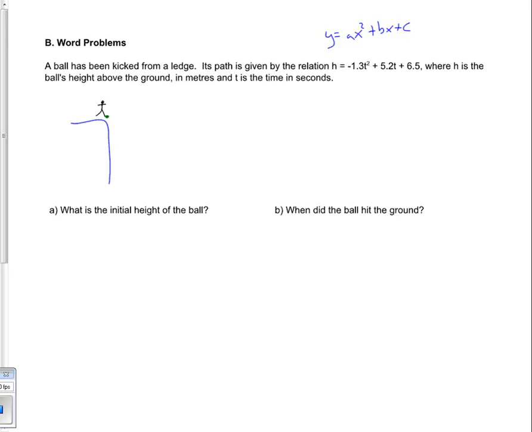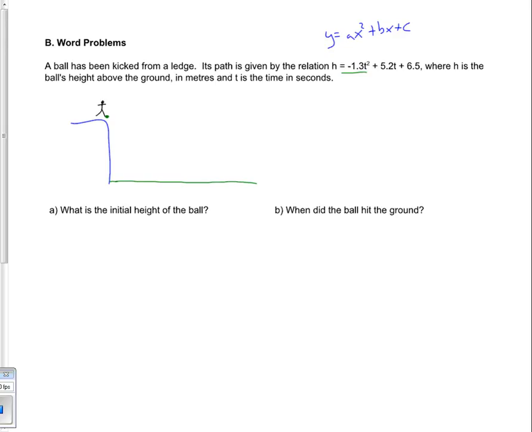We know that the ball is going to be kicked, and we also know that the ball, based on the a value, is going to be heading down. So the ball is going to be going down in a parabola. Where h is the ball's height above the ground in meters and t is the time in seconds, let's assume for now that the ground is over there. So this is the ground somewhere. This is what we know: we have someone standing on top of a ledge. They're going to kick the ball, and it's going to land on the ground at some point.